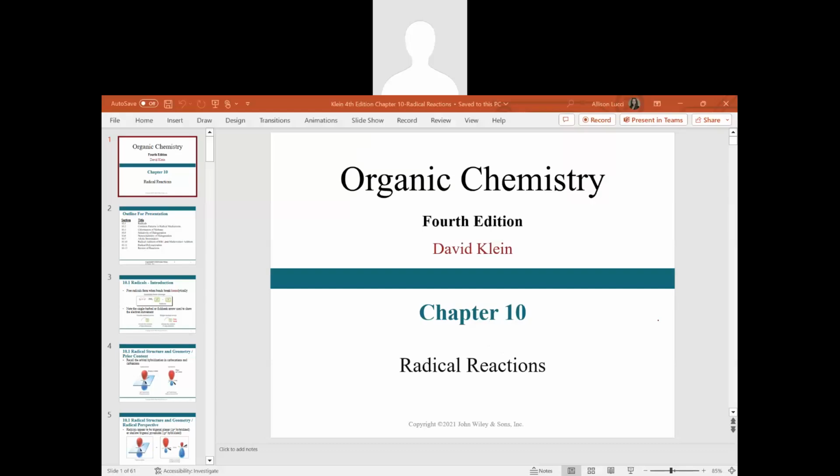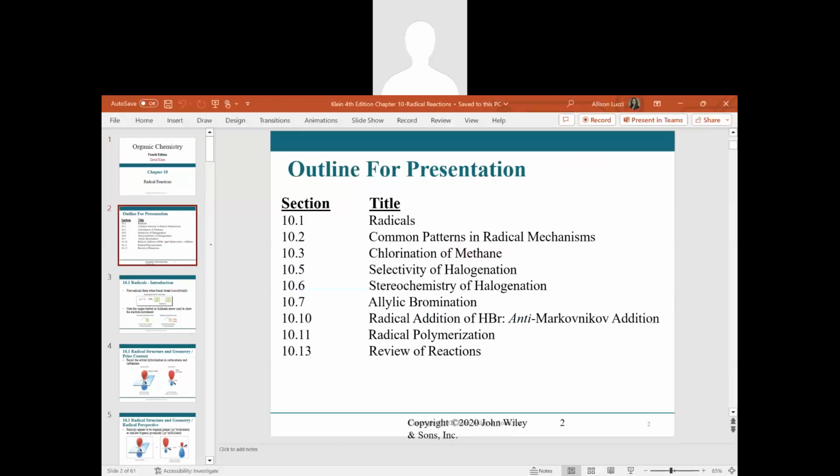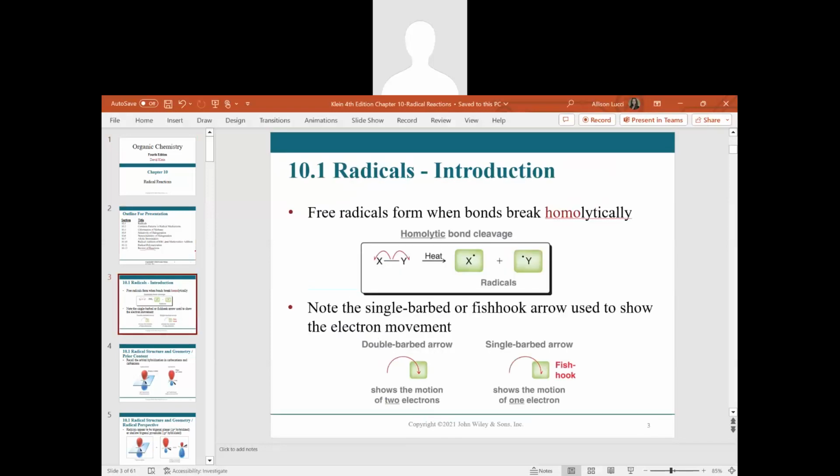In the first section of Chapter 10, we're going to discuss radical reactions, and specifically in Section 1, we will be introduced to what a radical is, and then we'll continue with the remainder of these sections until we get to these reactions. I'm going to review all the reaction types that we will see with radicals. So let's get started here with Section 1, an introduction to free radicals.